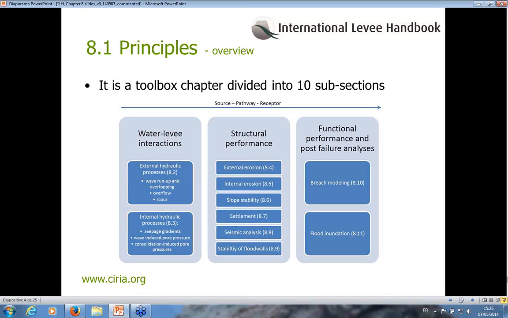I am now going to give the floor to Edouard, who will talk to you about hydraulic processes and structural performance regarding external and internal erosion.